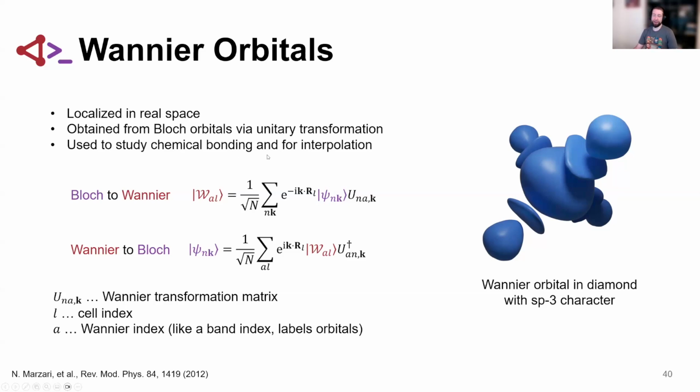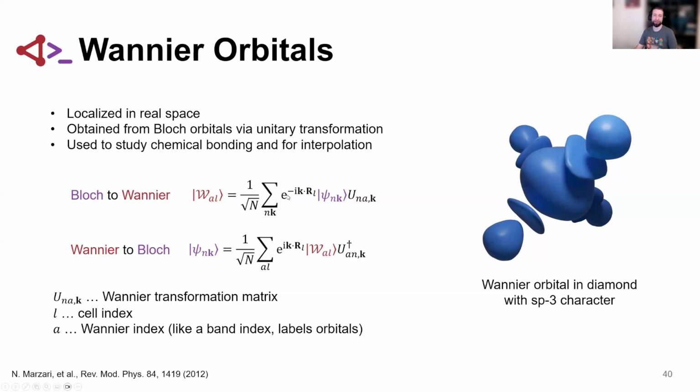It's like you have something that's delocalized in one representation, you take the Fourier transform, you get something that's localized in a different representation. So it's very much along those lines. And they're often used to study chemical bonding. And in our case, they're used for interpolation. So there's an equation here that shows you exactly how you get a Wannier orbital from a Bloch orbital via this unitary transformation. So the first part here is really just a Fourier transformation.